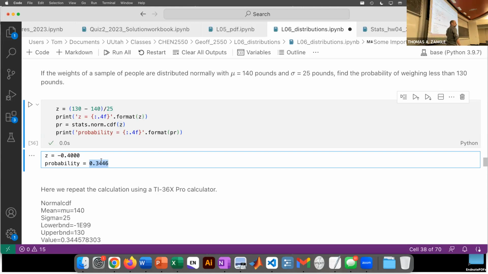right? So it's telling us that for a population with a normal distribution, a mean of 140, and a standard deviation of 25 pounds, then the probability of picking someone out that weighs less than 130 is going to be about 34%. Okay. I'll get some practice on the homework. Any questions on this? Okay.